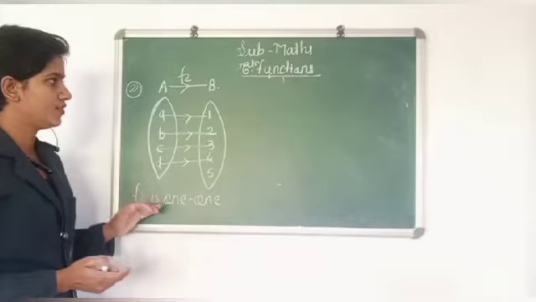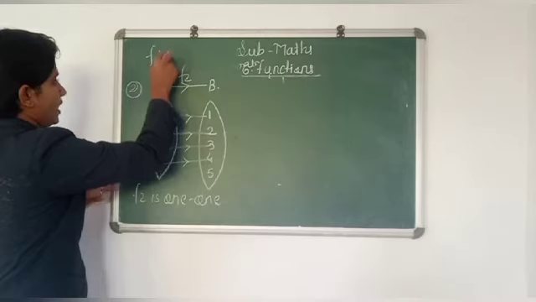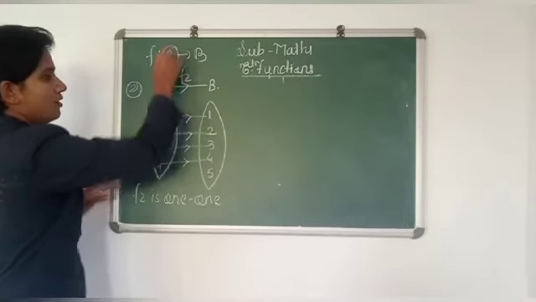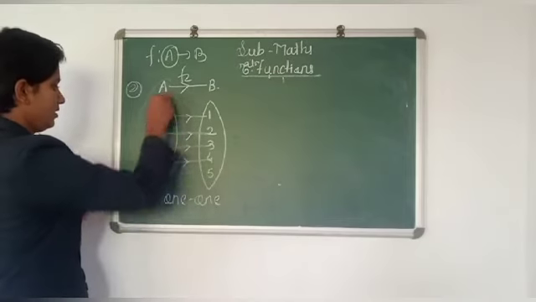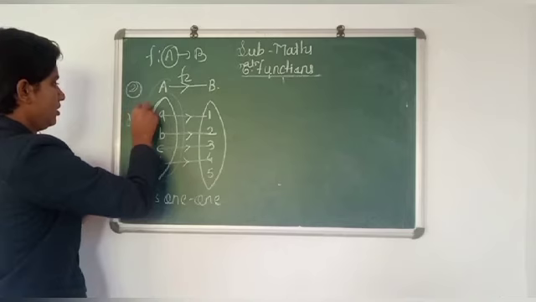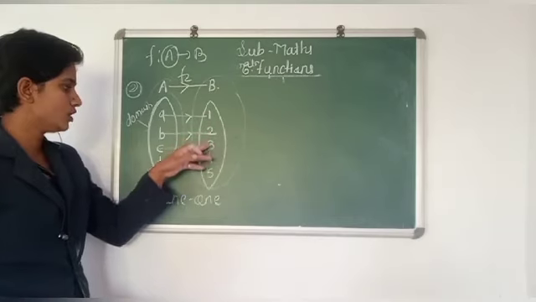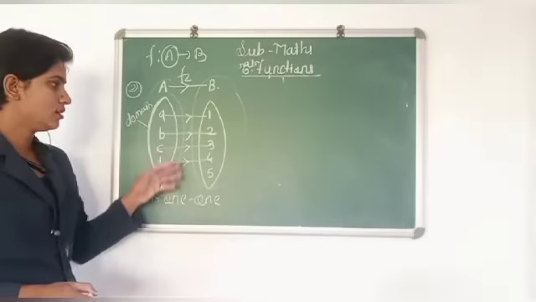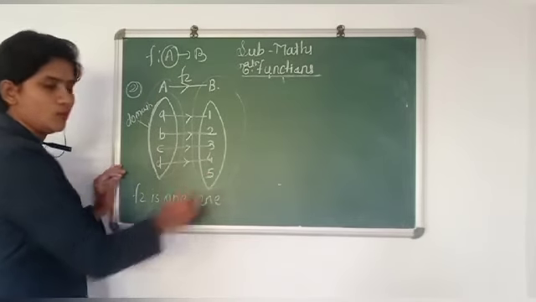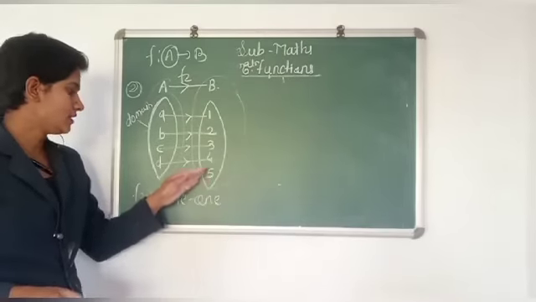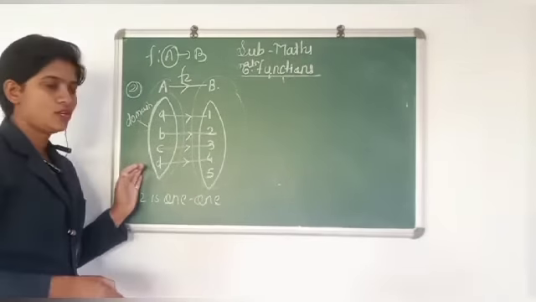To identify whether the given function is onto or not, if the given function f is from A to B, A is called the domain and B is called the codomain. The total set A is the domain and the total set B is the codomain, containing 1, 2, 3, 4 and 5. But to find the range of this function, 5 is an element of set B that has no pre-image in set A. That means 5 is an element of set B which has no pre-image in set A.